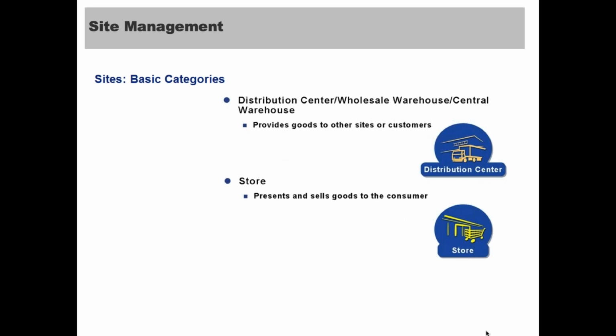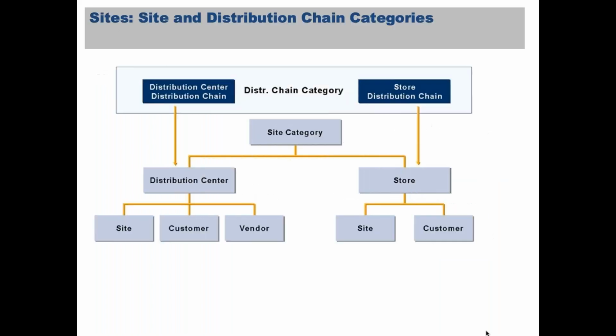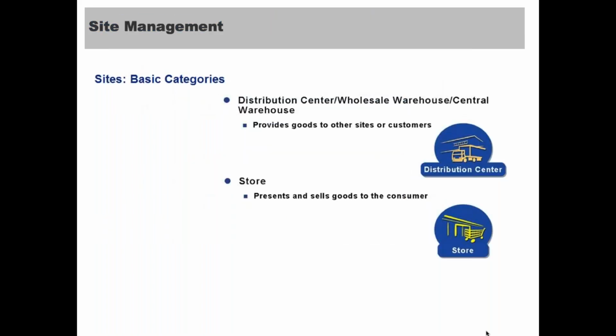So basic category. Based on the nature of the site, they are classified broadly into 2 categories. One is a distribution center or a wholesale warehouse, and the other category is the store. Even in the system, we classify with the same thing, site category. Site category equal to A, meaning they are stores. Site category equal to B, meaning it's a DC. Predominantly, this category will distinguish what type of site it is, a DC or a store.